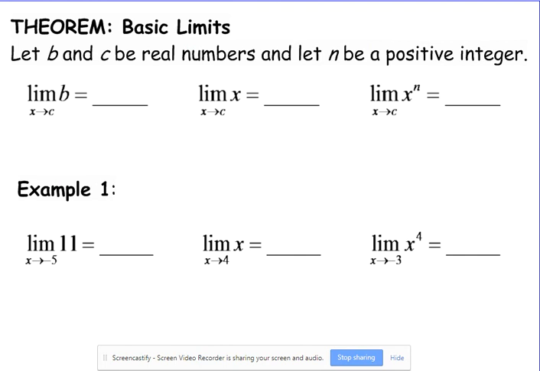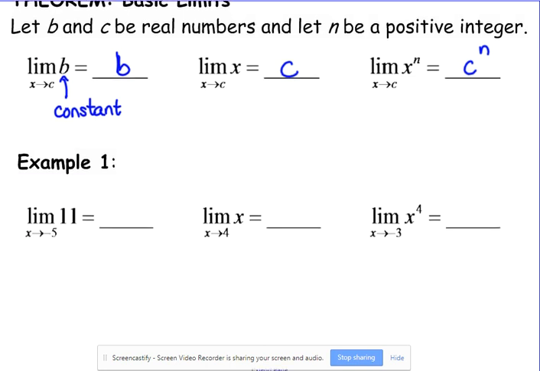Okay, so we've already established some of these basic limits, these theorems for basic limits. B and C are real numbers, n is a positive integer. We already know that first limit. As x approaches c, when your function is a constant, then the answer is always that constant. Don't forget that, okay? It's very important. The second one, we've talked about it as well. When x approaches c and your function is x, then the answer is always what you are approaching. Similarly, there's kind of a power rule to this. When you raise x to the nth power, well, you're just plugging in c. The limit is going to be c to the nth power.